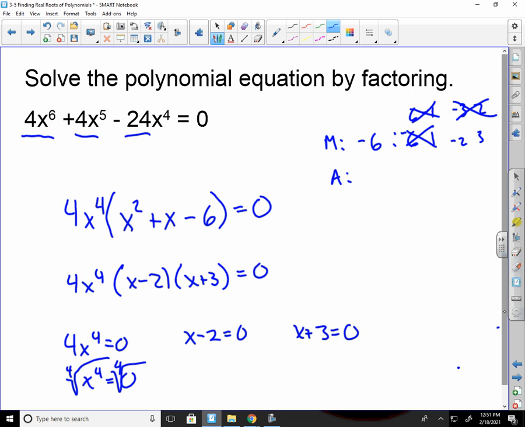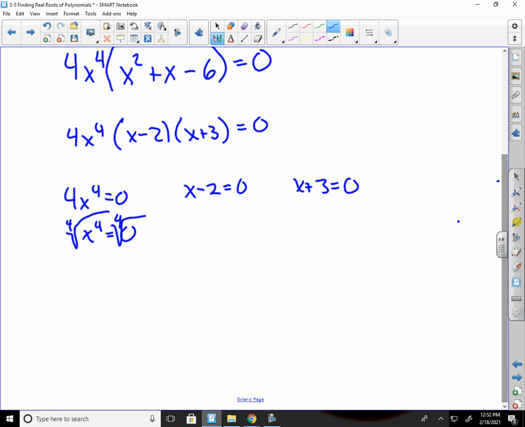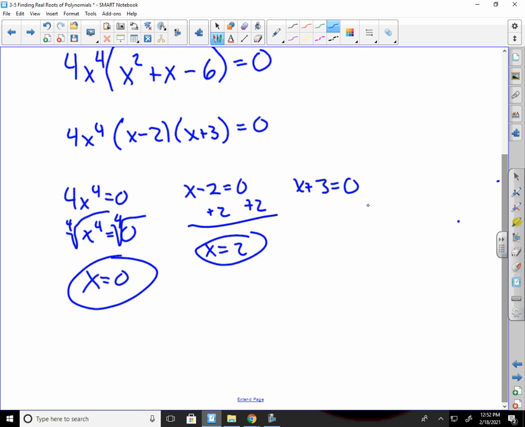4th root of 0 is still 0. So my first one is x equals 0. The second one, I add 2 to both sides. X equals 2. And then the last one, subtract the 3 over. X equals negative 3. So 0, 2, and negative 3 are my answers. And those are all my zeros for this question.